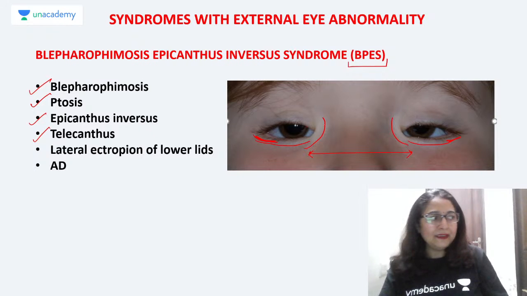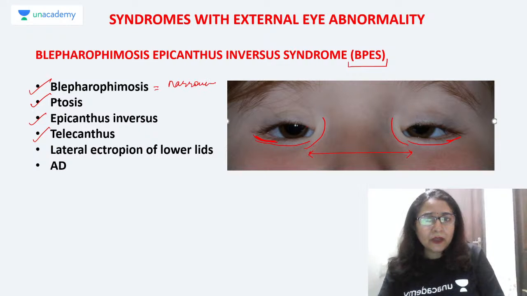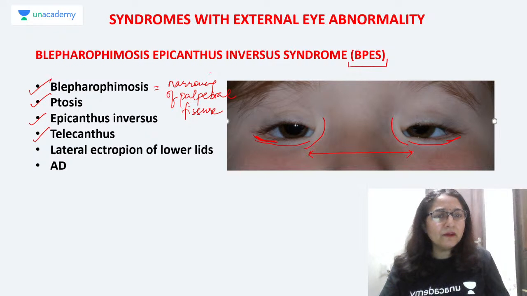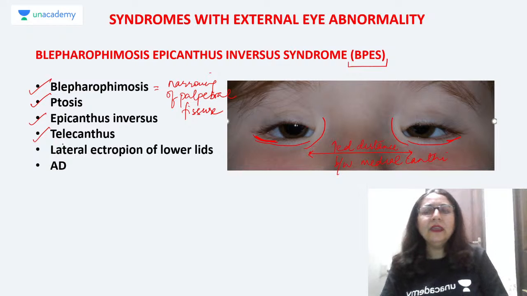Just revising it once more. As the name suggests, there is blepharophimosis, that is shortening or narrowing of the horizontal palpebral fissure. There is ptosis, that is drooping of the eyelids. There is epicanthus inversus, a fold of skin from the lower lid to the upper lid. There is telecanthus, that is increased distance between the medial canthi of the two eyes, and lateral ectropion of the lower lids.